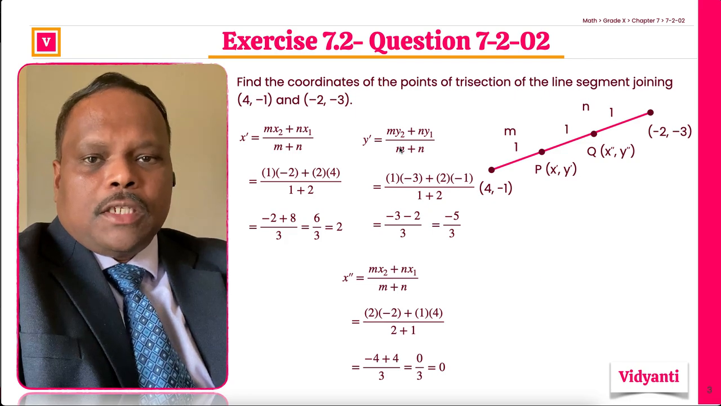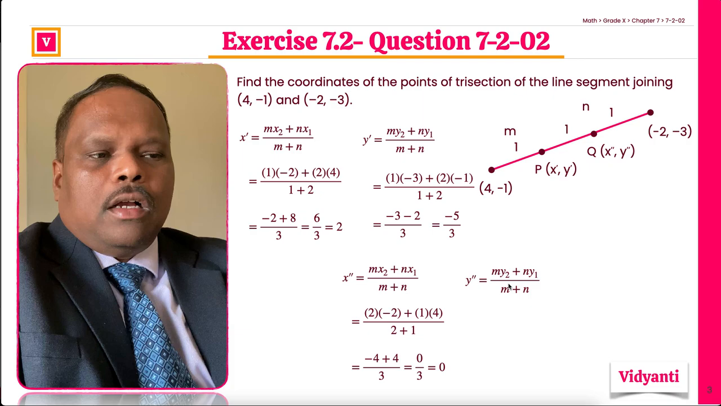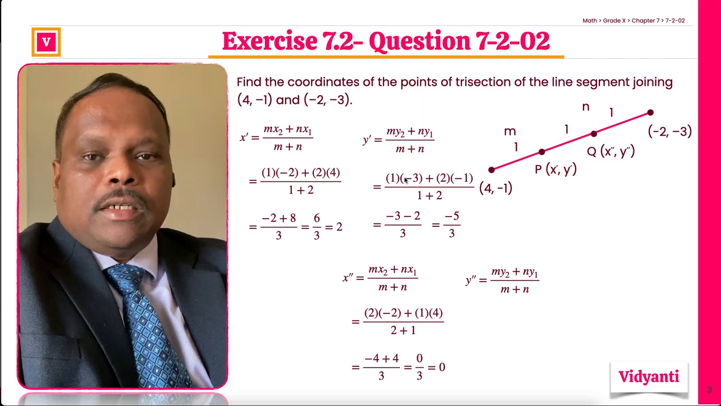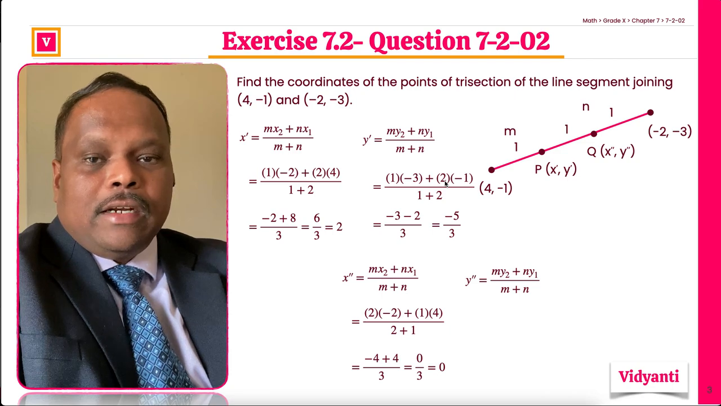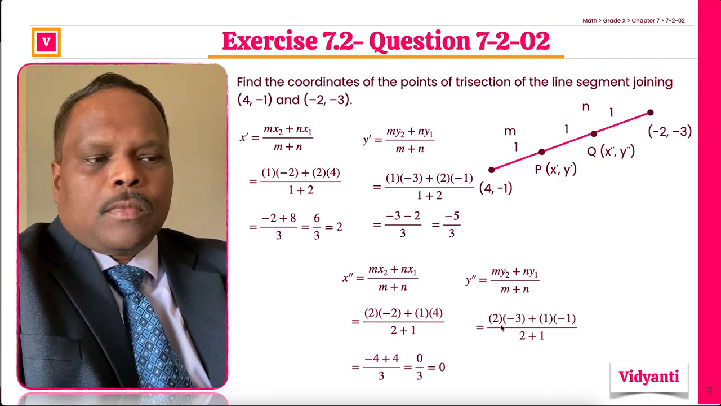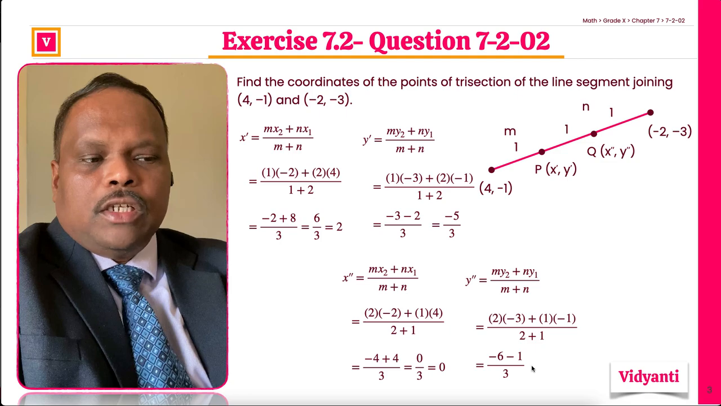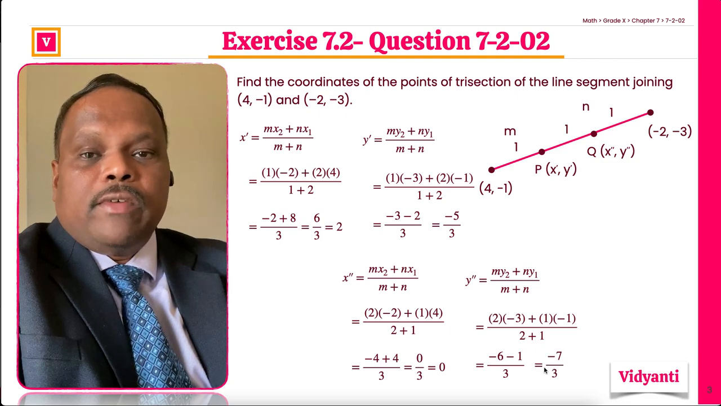We can repeat this process for the y coordinate. Again, you can copy this entire expression. However, 1 has to be sent here, 2 has to be sent here. So that would be 2 times -3 plus 1 times -1, divided by 2 plus 1. And eventually your answer will come out to be negative 7 by 3.